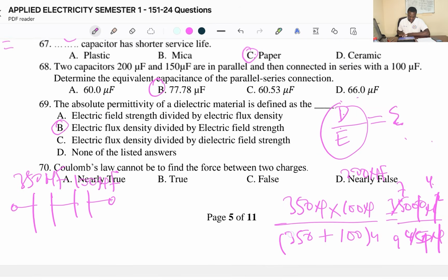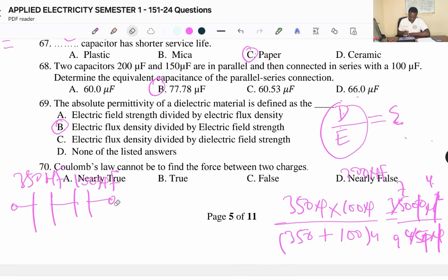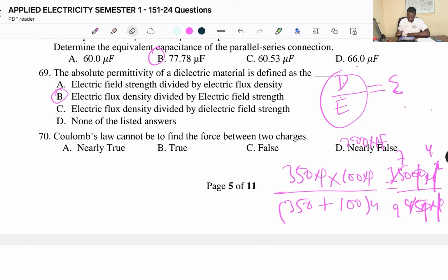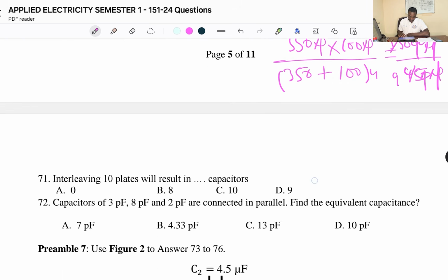Moving on to question 70. Coulomb's law cannot be used to find the force between two charges. This is going to be false. We know when you talk about Coulomb's law, it's actually used to find the force between two charges.